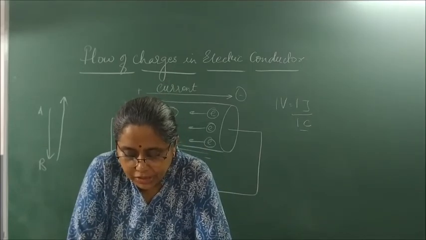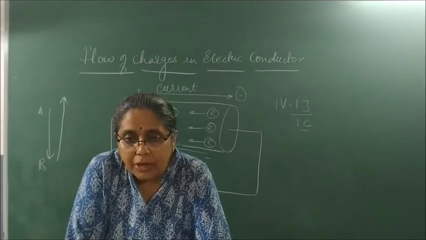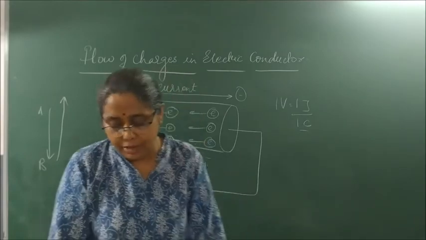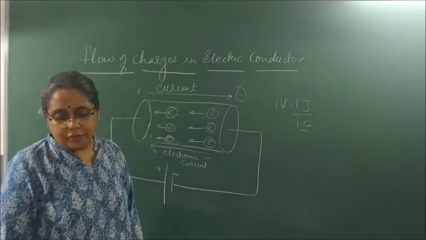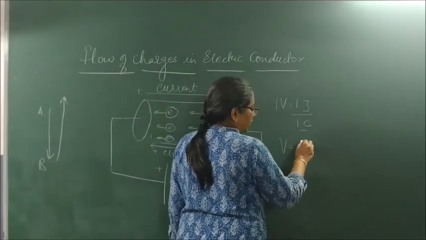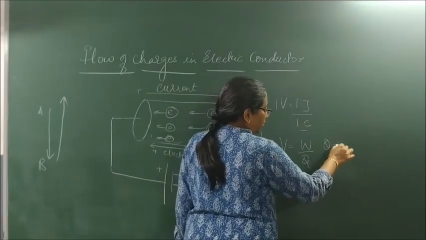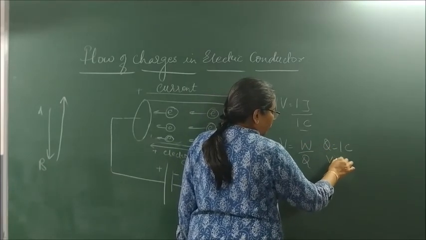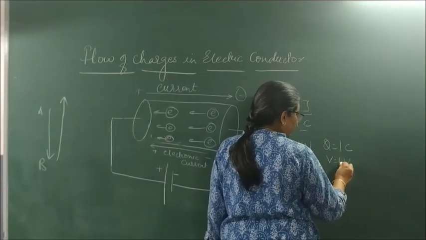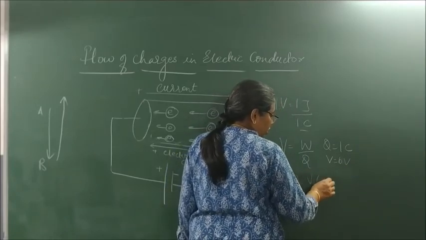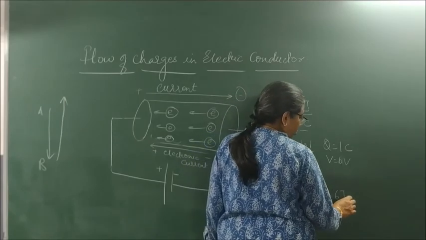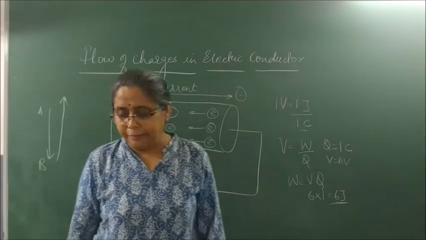How much energy is given to each coulomb of charge passing through a 6 volt battery? We have done this. You can check in your notebook. But still I will solve. Energy means work. So V is equal to what? W by Q. Q is 1 coulomb. V is 6 volts. W is equal to what? VQ. So W is equal to 6 into 1, which is equal to 6 joules.